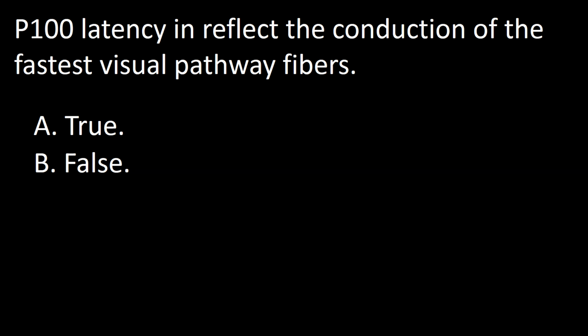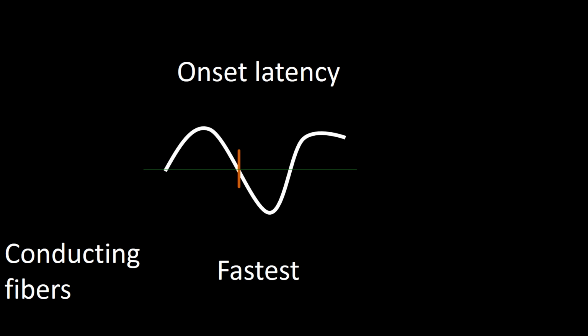Next question. P100 latency reflects the conduction of the fastest visual pathway fibers. A true, B false. Latency measured from the stimulus to the wave onset indicates conduction of the fastest fiber, as they first activate the target neurons that produce the waves. In this case, P100.